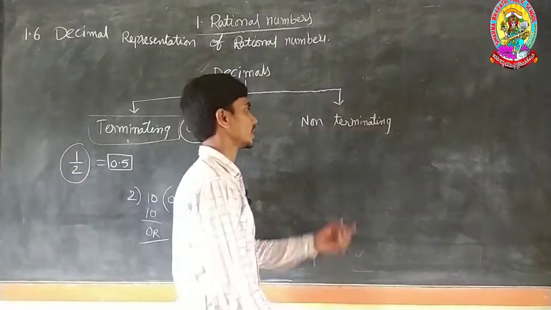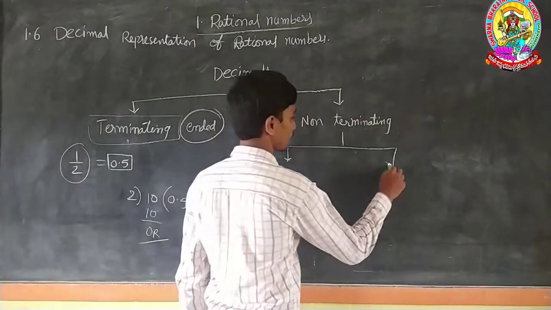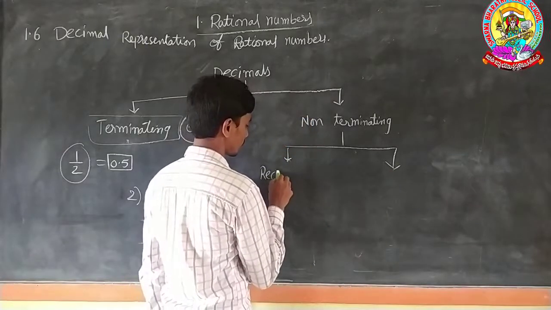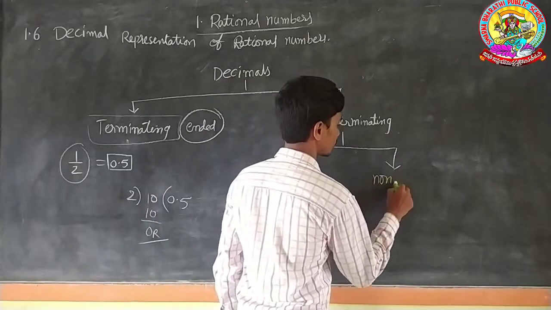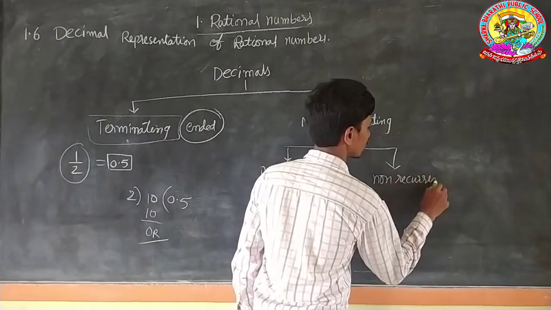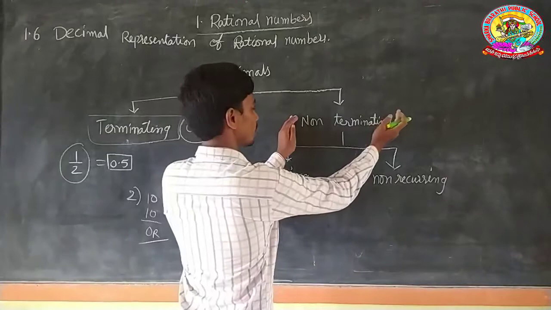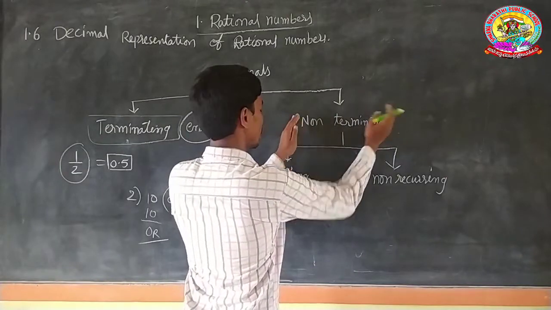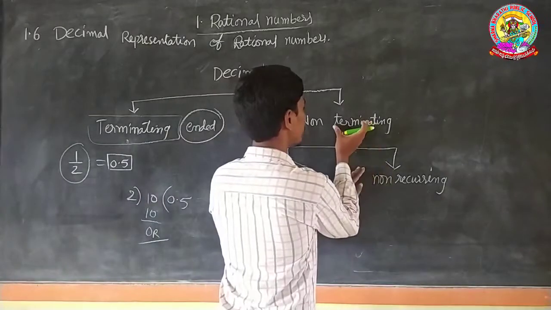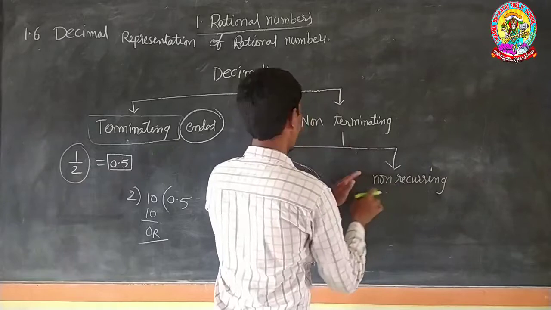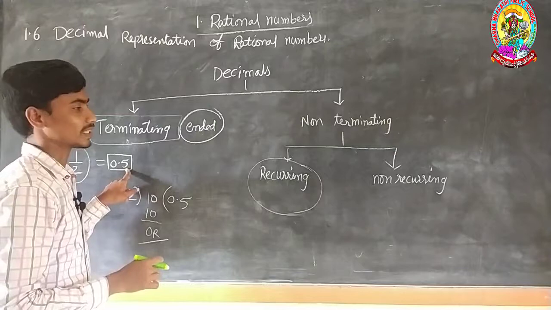Next, non-terminating decimals. Non-terminating decimals are again divided into two types. Those are recurring decimals and non-recurring decimals. Recurring means repeated. Of course, the decimal number may not be ended, but if it is recurring, which means repeating. Non-terminating, of course, means it is not ended. Non-recurring means the decimal number will not repeat in that decimal form.